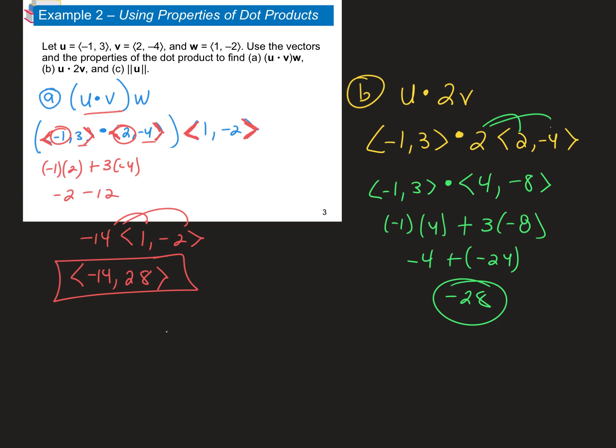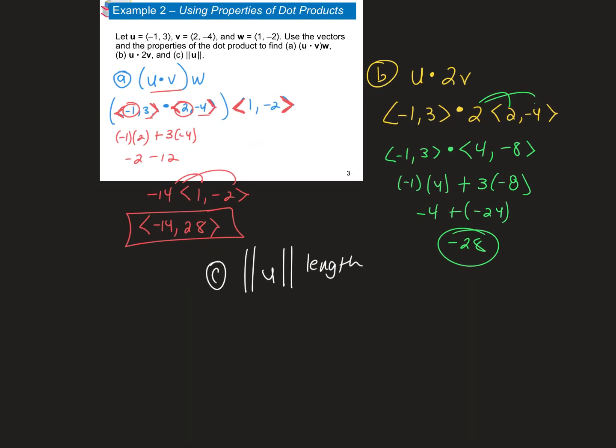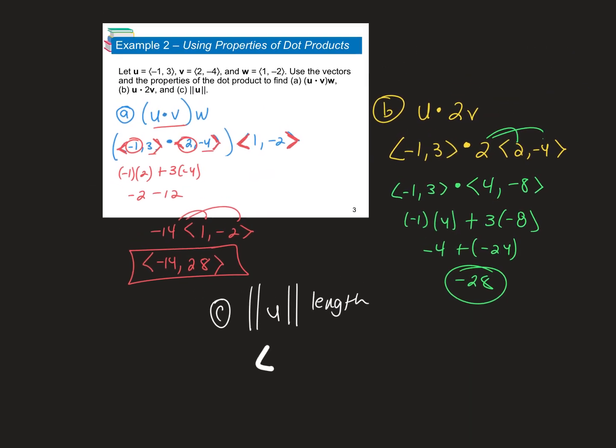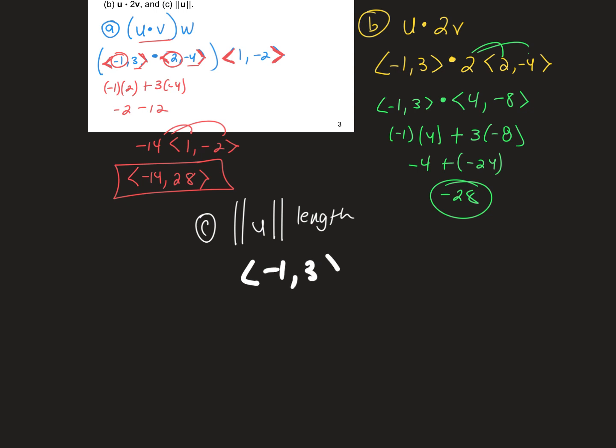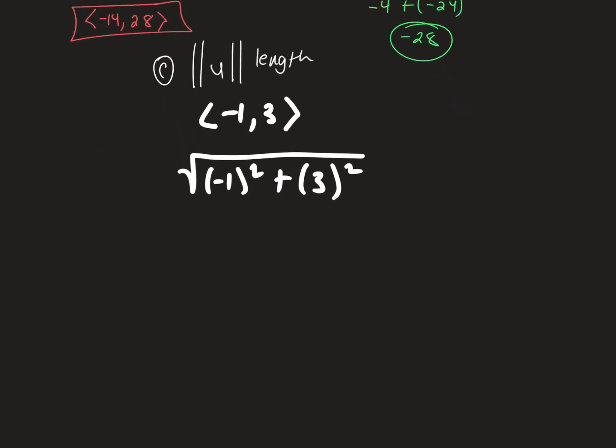All right, C. This is from yesterday. What is C asking you for? The magnitude. If it was one set of bars, it'd be absolute value. The double set means magnitude. Remind me again what magnitude is. It's the length. It's how long is this vector. So how do we do this? Well, you take vector U. U is what? Negative 1, 3. And the magnitude formula is just the first part of the vector squared plus the second part of the vector squared. What's negative 1 squared? 1 plus 3 squared is? So square root of 10. If you can break it down, break it down. If you can't, leave it.